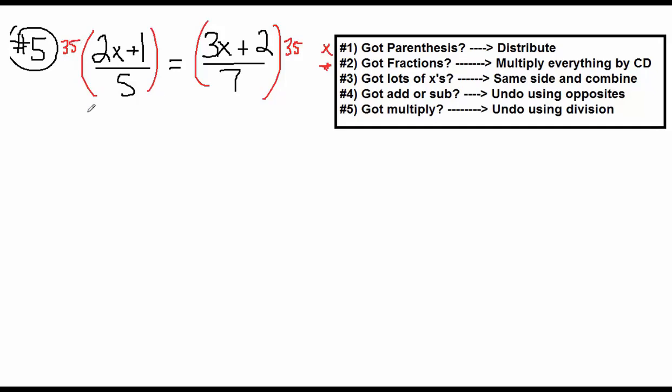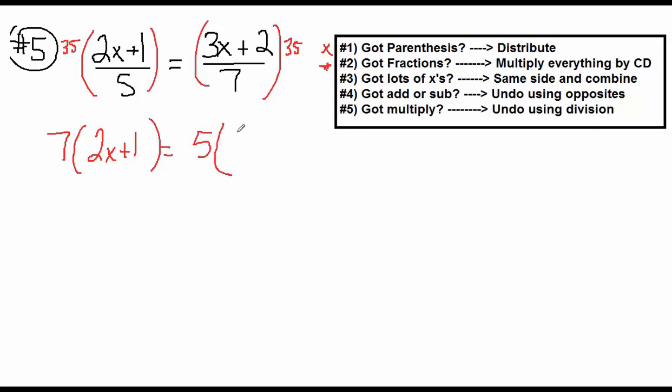35 divided by 5 is actually 7. Does that make sense? I'm taking 35 divided by 5, that's 7, and then I've still got this 2x plus 1. I'm going to do the same thing on this side. I've got 35. 35 divided by 7 is 5.